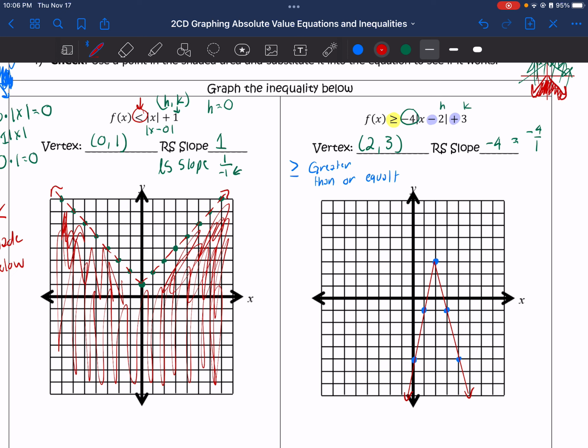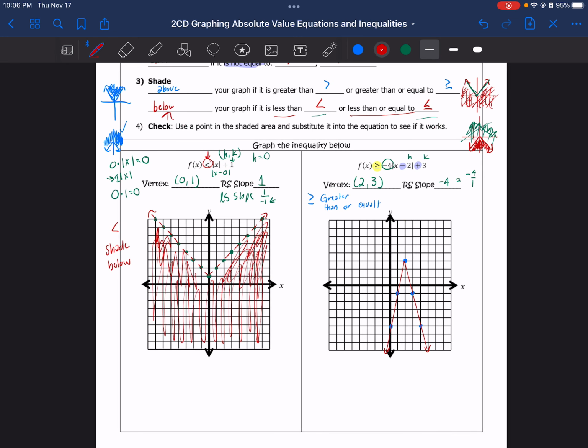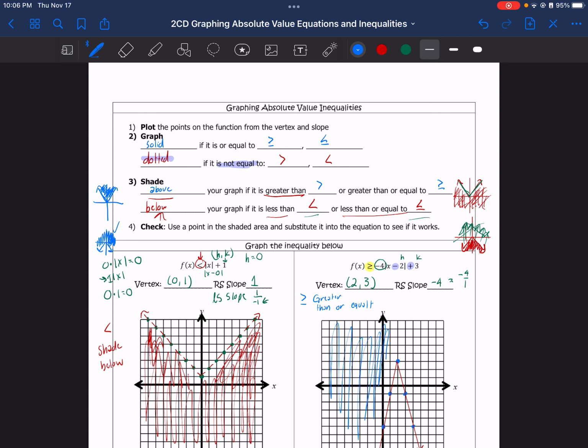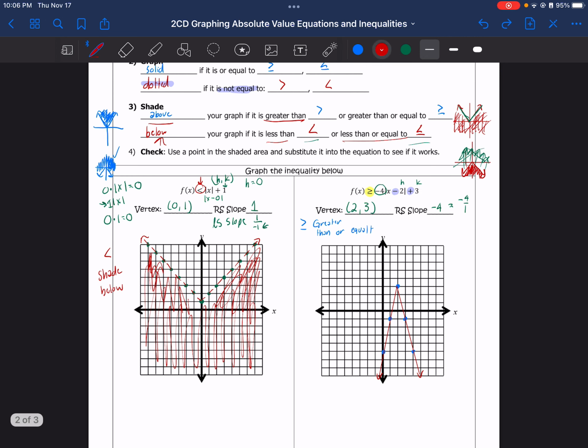Now, we look back at our inequality, and we see again that it's a greater than. And we look back at our notes, and we see that if it is a greater than, then we're going to shade above. So we're going to take our graph, and we're just going to shade above. I'm going to use a different color. I'm going to shade above our graph.